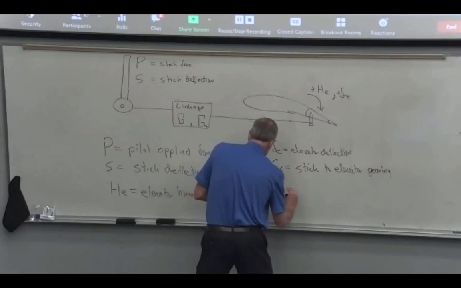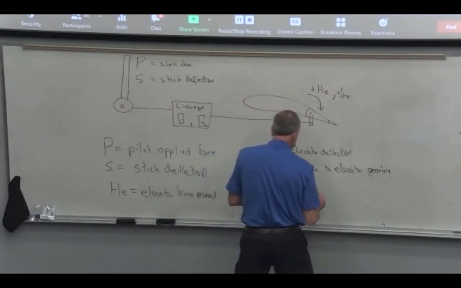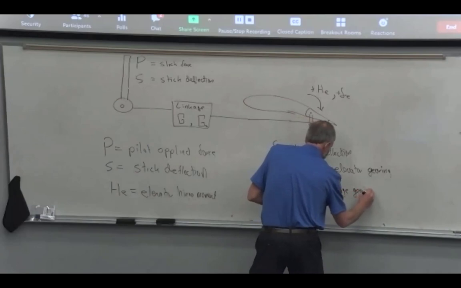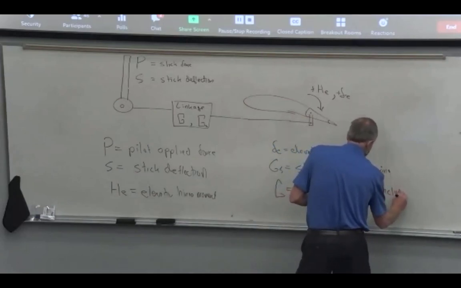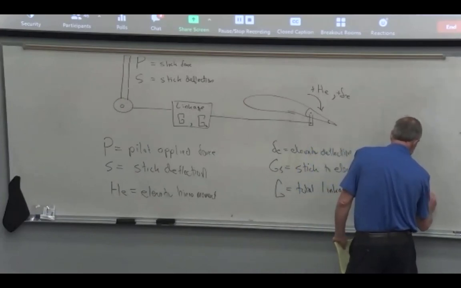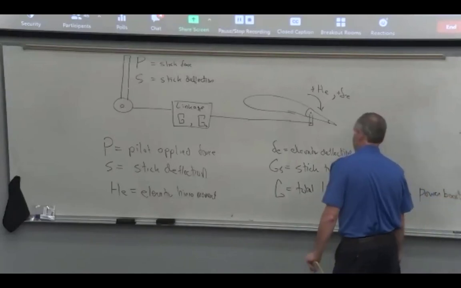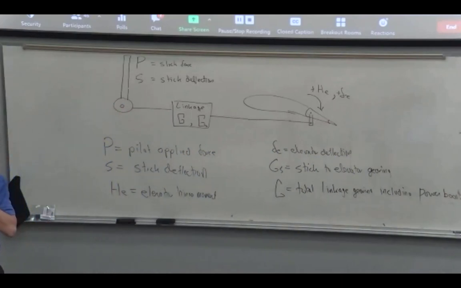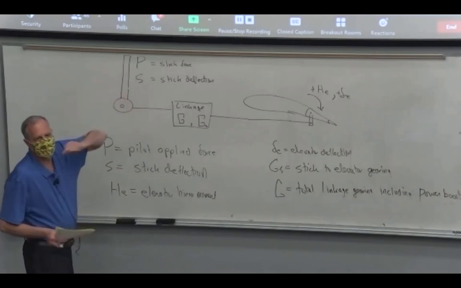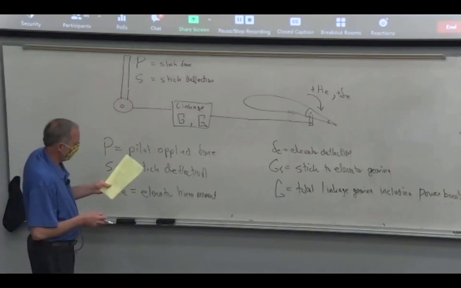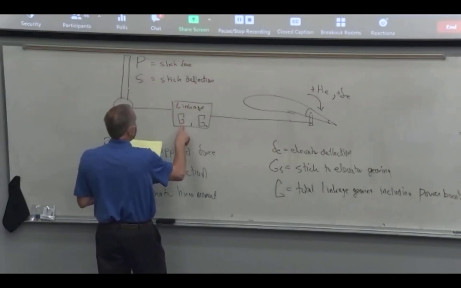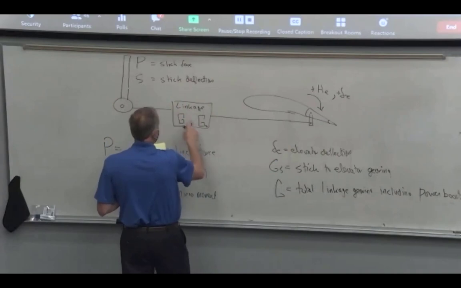And G is the total linkage gearing, including power boost, essentially power steering. Because airplanes, like cars, can have a hydraulic boost system to give more force to large elevator surfaces than what the pilot can actually provide by the stick length and moment arm. And the connection between the hinge moment and P is G, and the connection between the elevator and stick movement is GS.